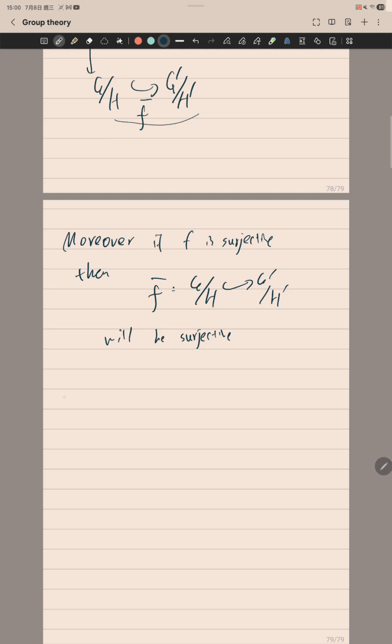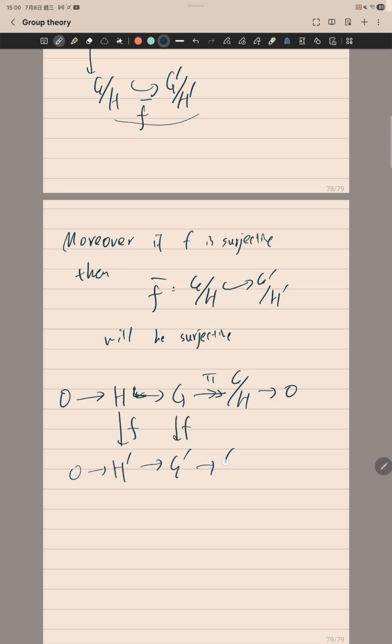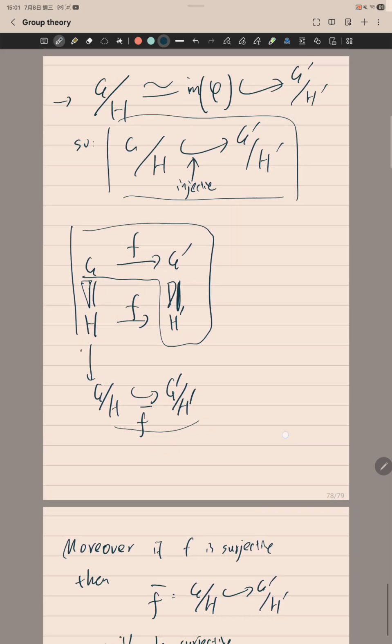So let me just write down the standard idea. We can write down the exact sequence like this. So this is injective, this is surjective, it's called pi, G quotient H, 0, and this is G prime. So you have f, and then we can restrict f, since you can view H as a subgroup of G. So this is exactly f, and you get H prime. Now you can construct G prime quotient H prime like this, and this is surjective, and this is f bar.